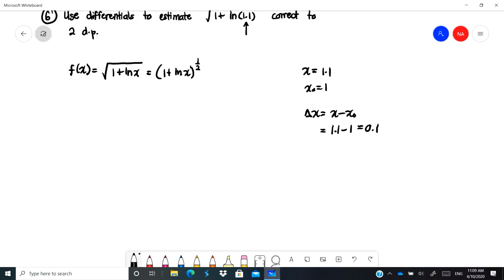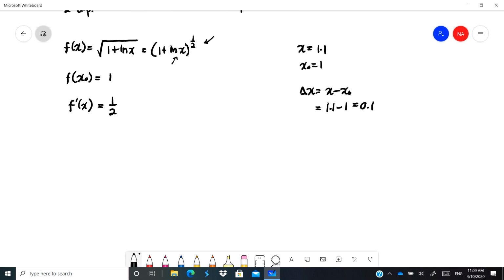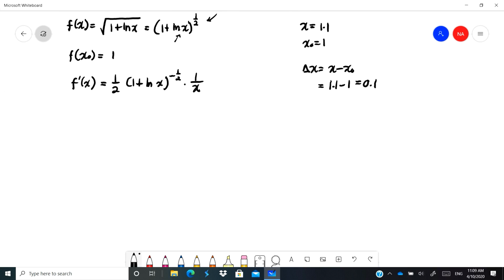All right, so we have this function, so we know that we have to use f of x naught, which is f of 1. So substituting the 1 into this function, we'll get 1. All right, so you have to show the calculation. I'm skipping the part where I show the calculation. So now I'm going to differentiate f of x, so we'll get f prime of x. I'll have something like 1 over 2 times (1 plus ln x) to the power of negative 1 over 2, and then I'm differentiating what's inside the bracket, which gives 1 over x. So I'll get 1 over 2x square root of (1 plus ln x).